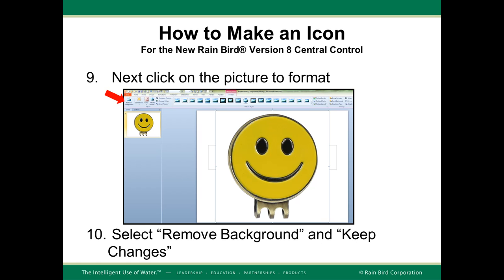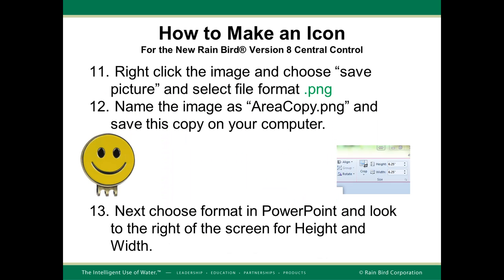On the upper left section of the menu bar, select Remove Background. Resize the box that is around your image to make sure that your image is completely contained within the box. And press Keep Changes. Next, you'll want to right-click the image and choose Save Picture, and select the file format as .png. Name the image as area copy.png and save this copy on your computer.